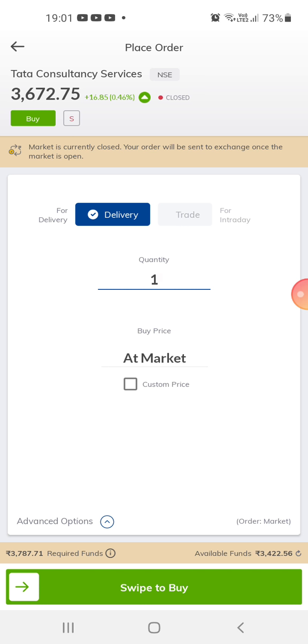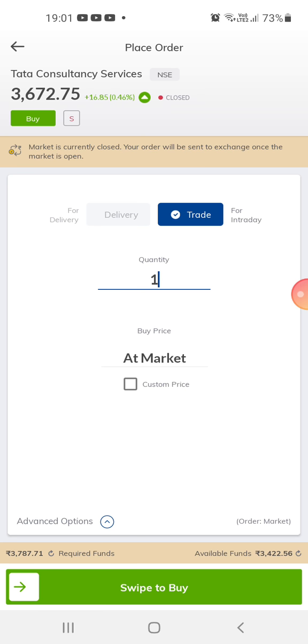So suppose you want to buy the share, it is 3787, and if you want to trade in this, it's about 735. So that's the difference. Delivery means you want to buy the share, and trade means you just want to trade the share, and you will be disposing of the share in the afternoon. The intraday trading ends at about 3:15 p.m. So you do the trading. This is how you do the trading.